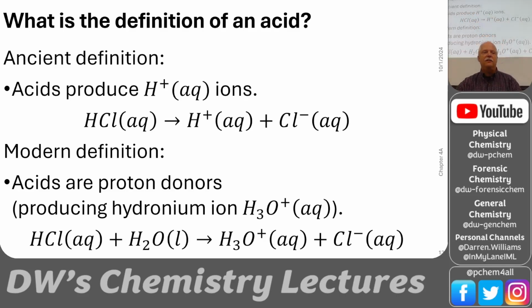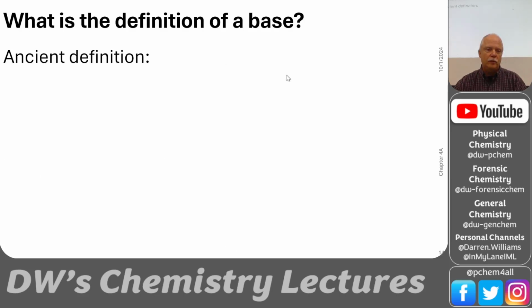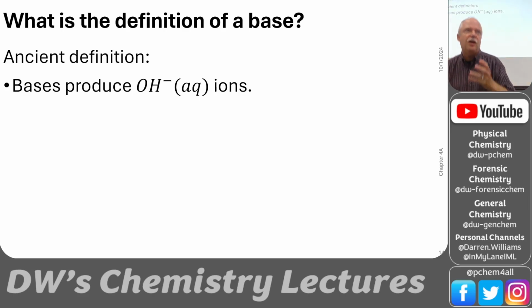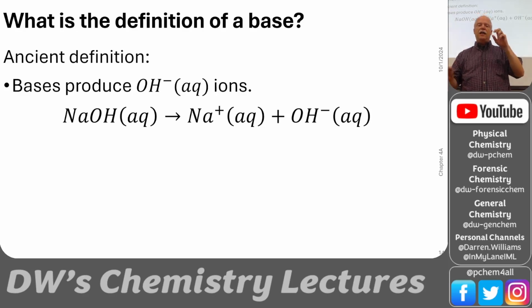Okay, then what's the definition of a base? The ancient definition was bases produce hydroxide ions. So you could look at a thing like sodium hydroxide, put that in water, it's going to produce sodium cations and hydroxide anions. So it's very easy to look at sodium hydroxide, and you see this molecular formula with ionic substances, and you're like, that's a base. Very clearly, that's a base. I see OH in the formula.